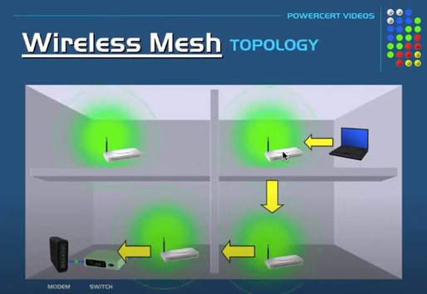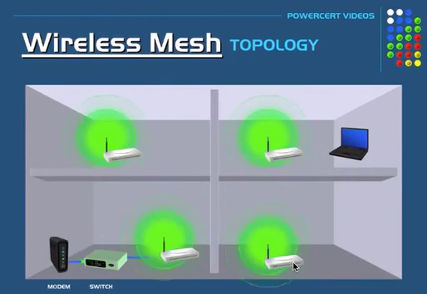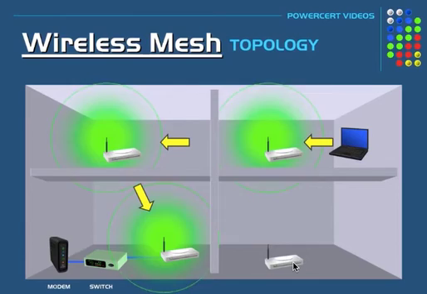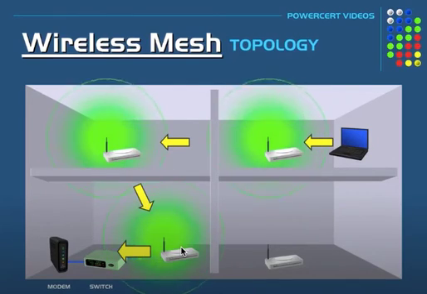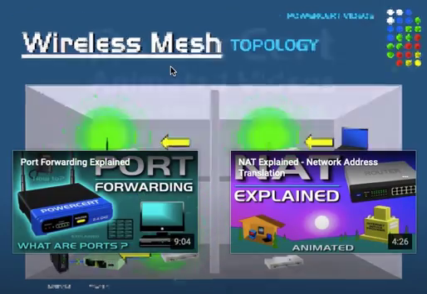The laptop receives data from this router, which receives from this router, which receives from this. Most of the routers which come to the market these days come with both functionalities: they can be used as an access point and as a repeater or station mode. It regenerates your Wi-Fi signals and gives a strong signal to your connected devices. Okay, got it? So this type of topology is called wireless mesh topology.